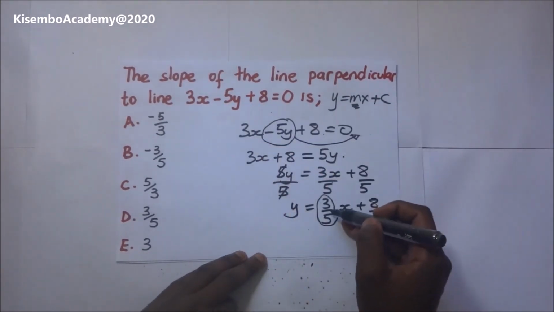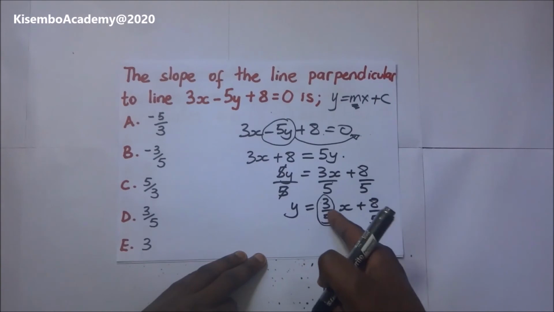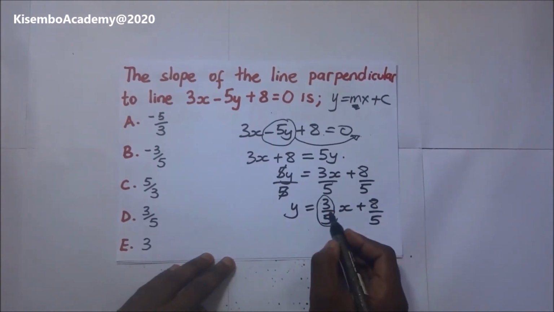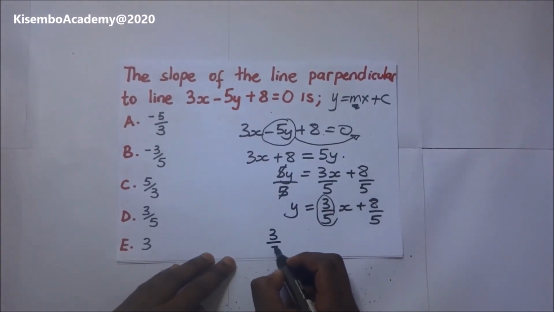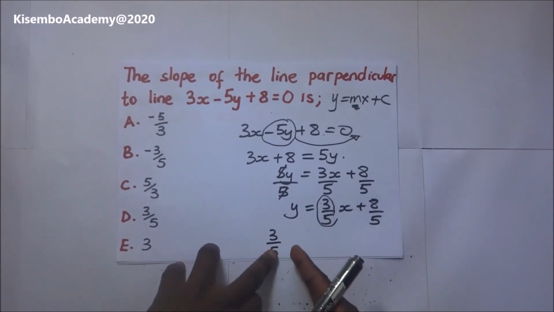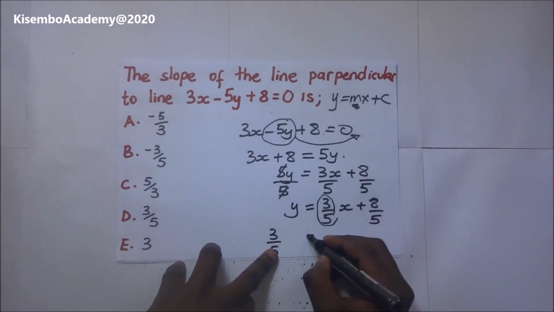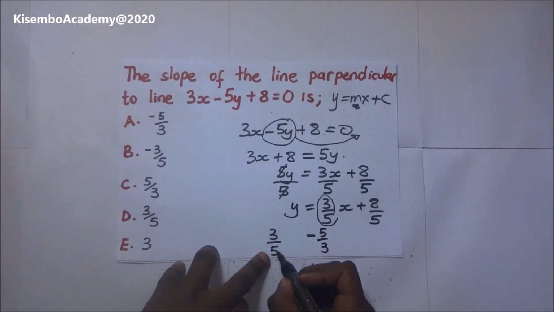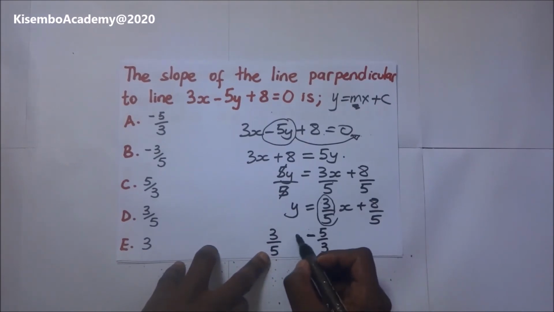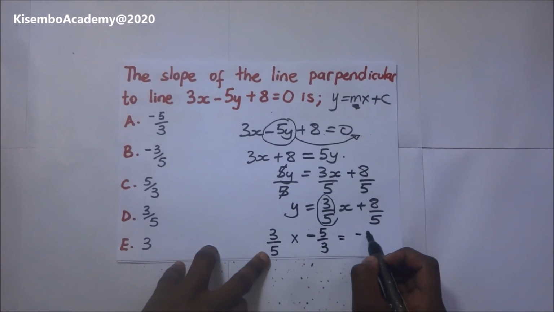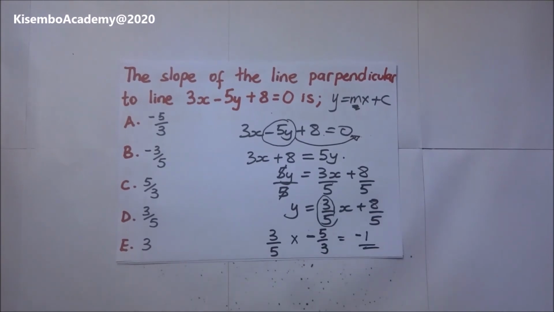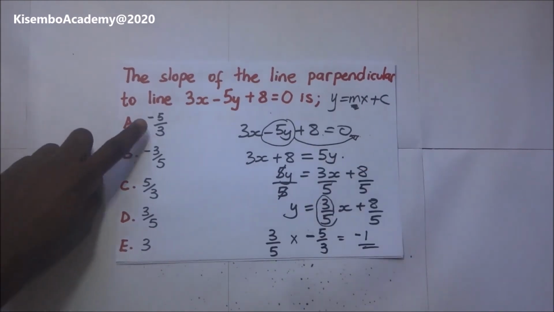Now, a line perpendicular to this means that the gradient of this is going to be the negative reciprocal of this one. So meaning that if the gradient of that line is 3 over 5, the gradient of the line perpendicular to this one is going to become the negative reciprocal. So it's going to be negative 5 over 3. Why? Because when we multiply the gradient of this line times the gradient of that line, they're supposed to give us negative 1. So the answer here is negative 5 over 3. This is the gradient of the other perpendicular line we are looking for. And so here the answer is negative 5 over 3.